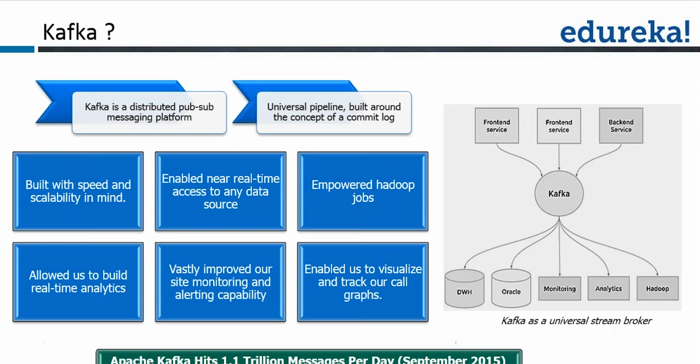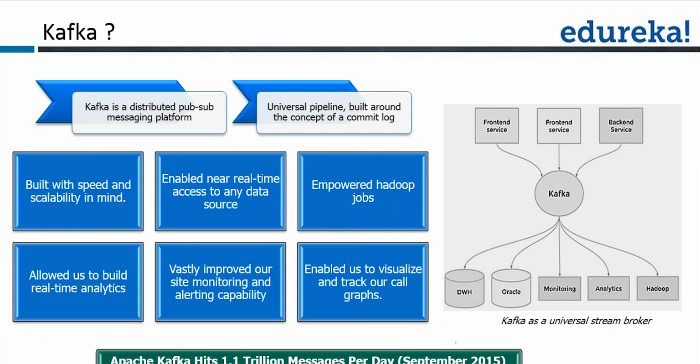It vastly improved our site monitoring and alerting capability. This is one of the use cases where people are using Kafka these days. They get the metrics, data logs and everything from the system in real time using Kafka, then push them to a processing engine like Spark or Storm. They analyze the data to see the state of the system, and whenever there is a change in the metrics, they can act accordingly. So it helps, instead of a person going and looking at all the metrics information or dashboards.